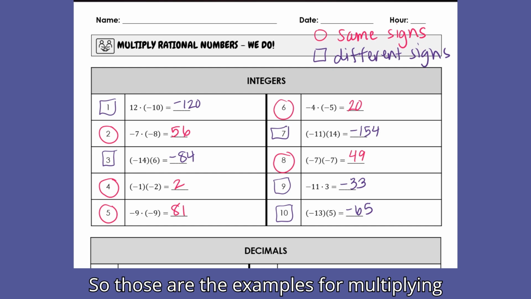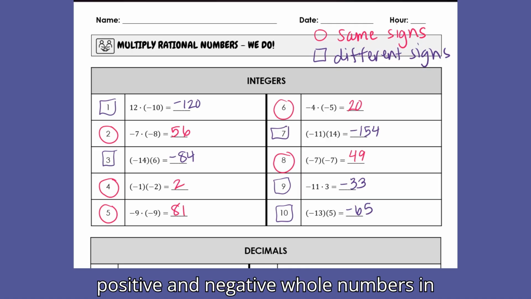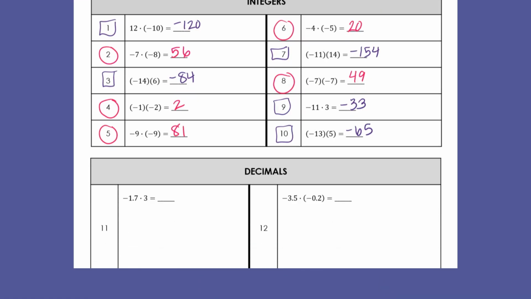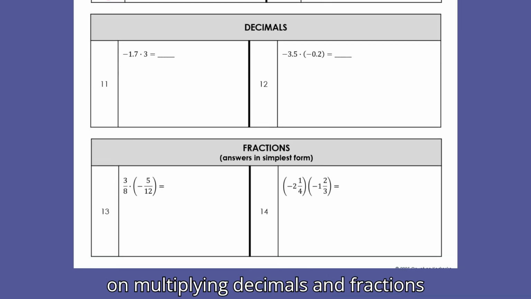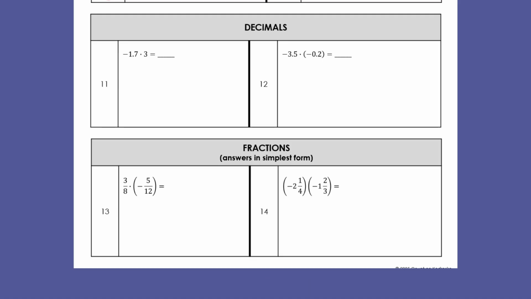So those are the examples for multiplying integers, meaning we're talking about our positive and negative whole numbers in both directions. So if you look down, I also have examples on multiplying decimals and fractions that are positive and negative numbers.